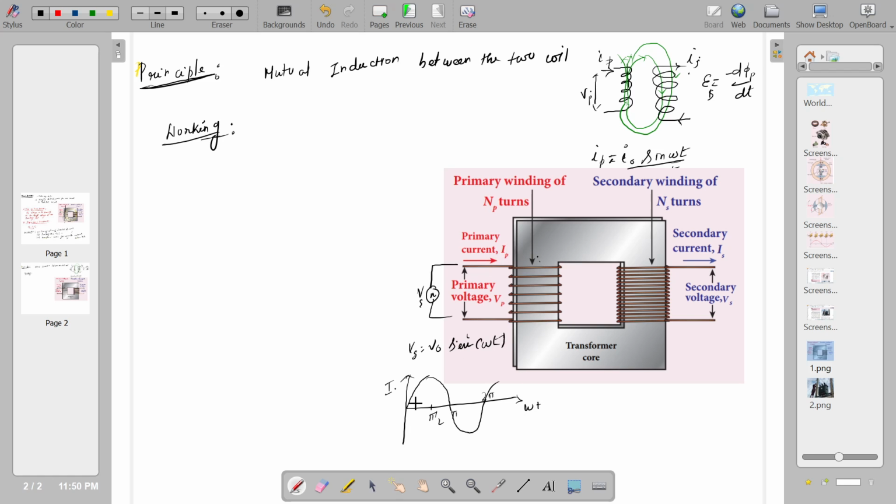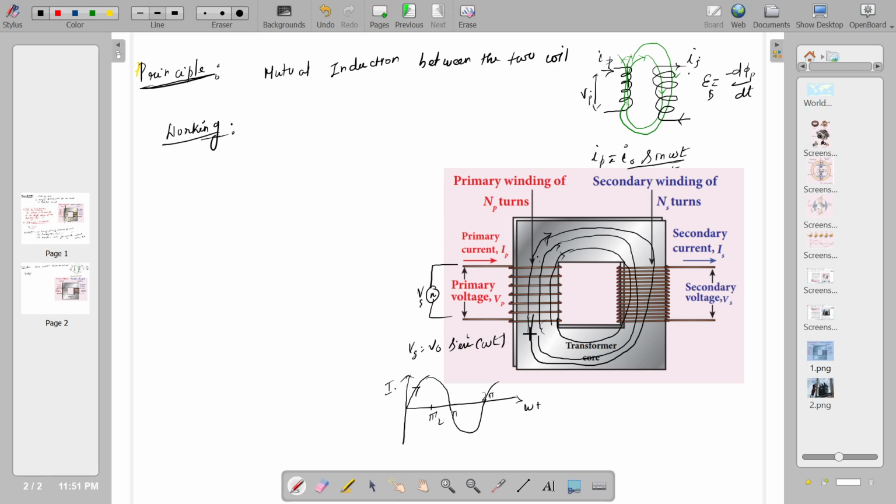Suppose at the time t equals 0, the current is going in the positive direction. That means according to the right hand thumb rule, the flux will be set up in this core. This will magnetize the core atoms. So how many flux lines will be produced in this transformer core? The same number will be linked with the secondary coil.